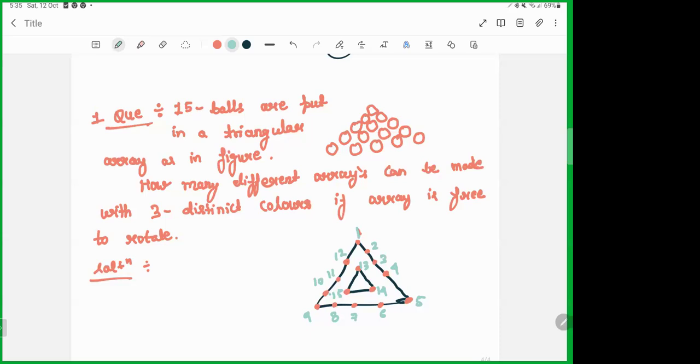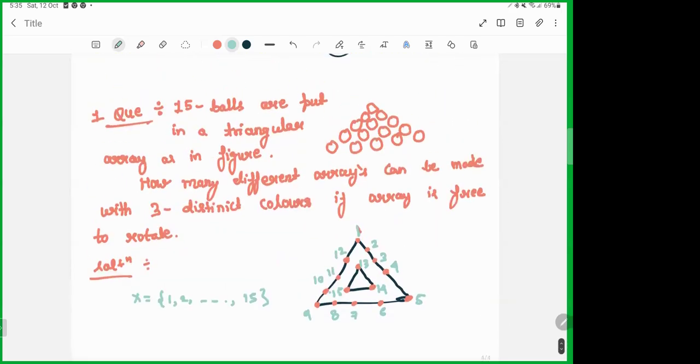This type of problem we also did in the last problem solving session, related to Burnside's lemma. So the given set is clear. The set is 15 elements, which are the 15 balls basically. I'm writing them as numbers, 15 balls.